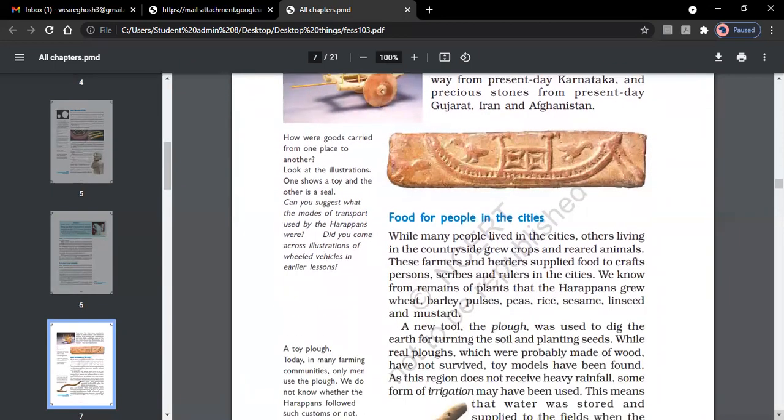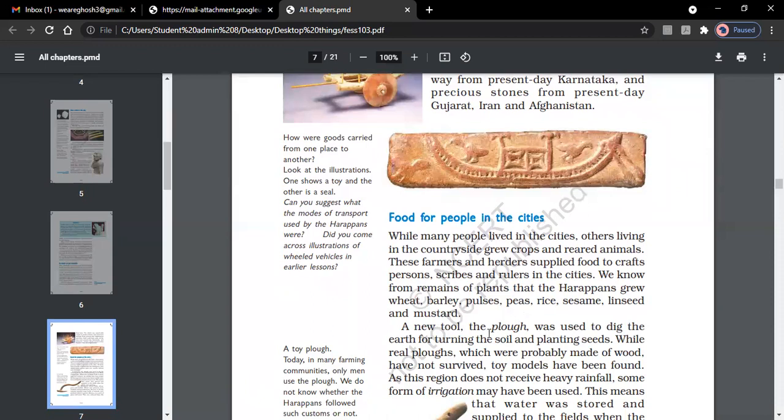Then scroll down to food for the people in the cities. Here you can see which crops were grown by the Harappans. These crops are wheat, barley, pulses, peas, rice, sesame, mustard, and linseed. All these things were grown by the Harappan cities. So the next question is which crops were grown by the Harappans? This is your answer.